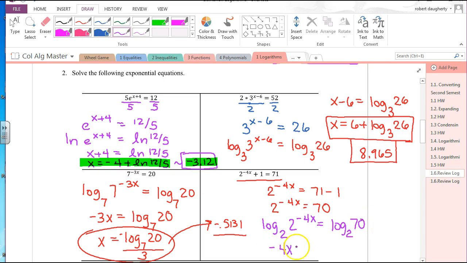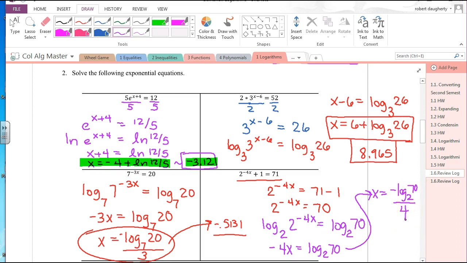Negative 4x equals the log base 2 of 70. To solve that for x, I simply divide everything by negative 4. So x equals negative log base 2 of 70 over 4. That's the exact answer for that.